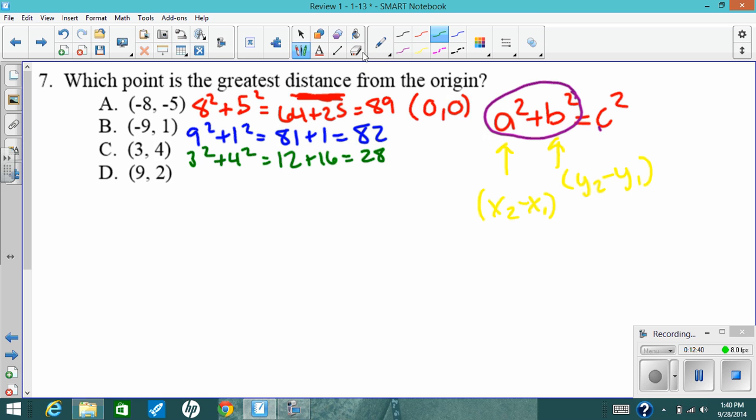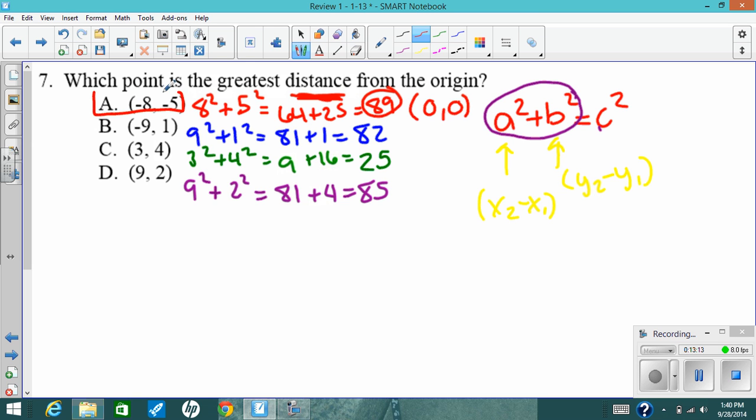Oops. Hope everybody caught my mistake there. 9 squared is certainly not 12. It's 9. So this is 25. I apologize. And here we have 9 squared plus 2 squared is 81 plus 4, which is 85. So in order to get the actual distance, we would have to square root all of these, but it's pretty easy to see that 89 will give us the biggest number.